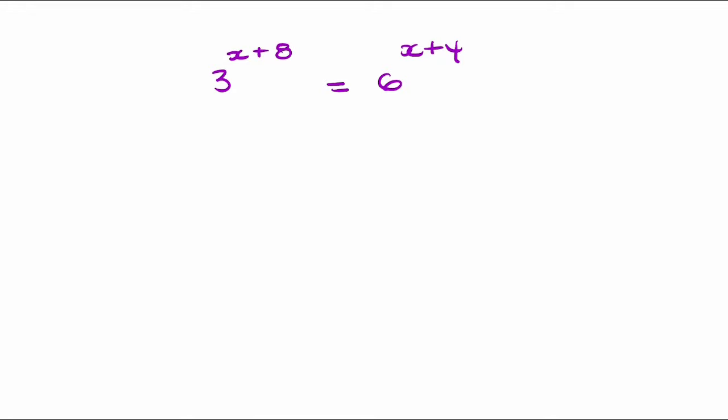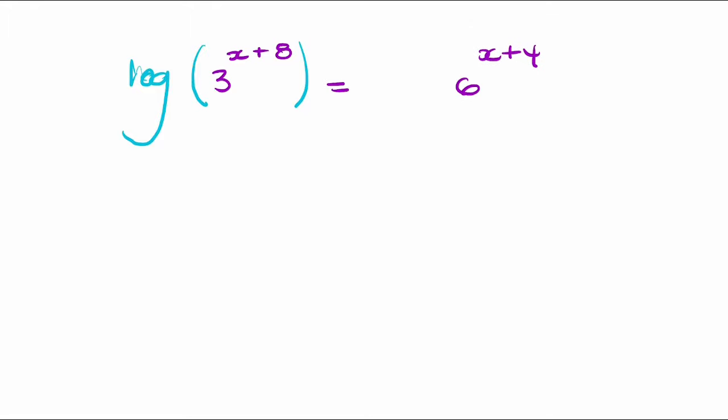Okay, for this kind of question, when the variable you're looking for, x, is up here in a power, the only way to bring this down, the only way, is to take logarithms. So you take logarithms of both sides. So you take log of the left side equals log of the right side.